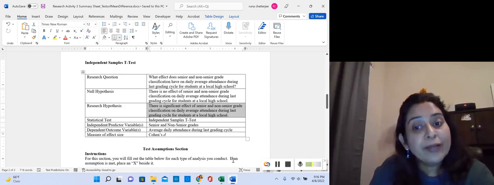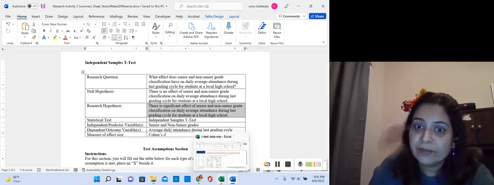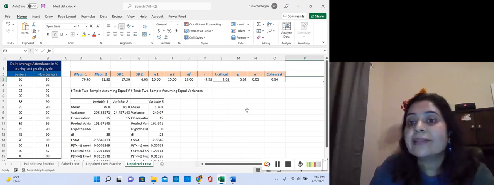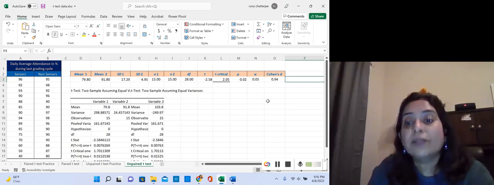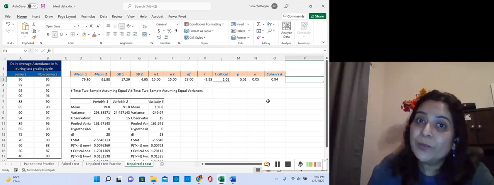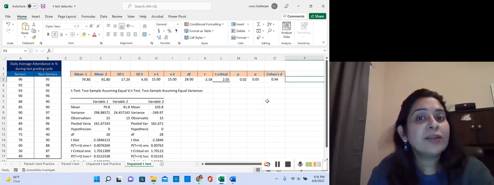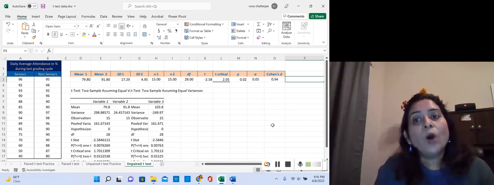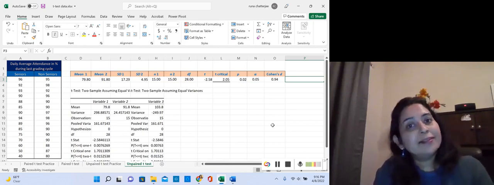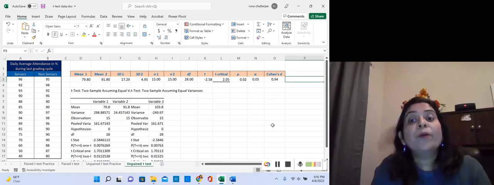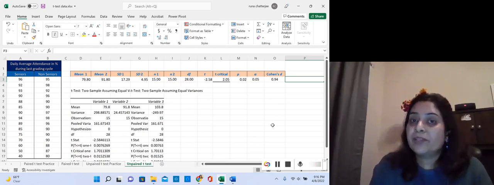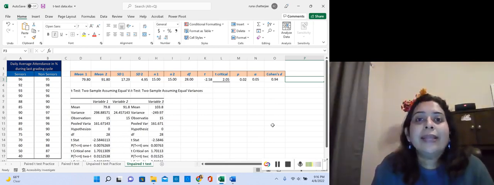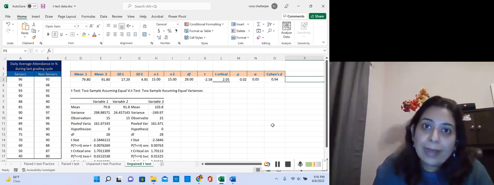Now we have determined that this is significant, but how significant? Let's look at the effect size. The effect size is 0.94, which is very close to 1. So this is a very high effect size. What does that mean? That means that the two distributions are almost 1 standard deviation apart from each other. They are 0.9 standard deviations apart, which means there is a negligible overlap between the two distributions.